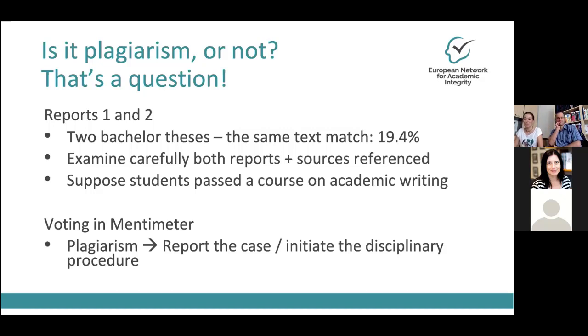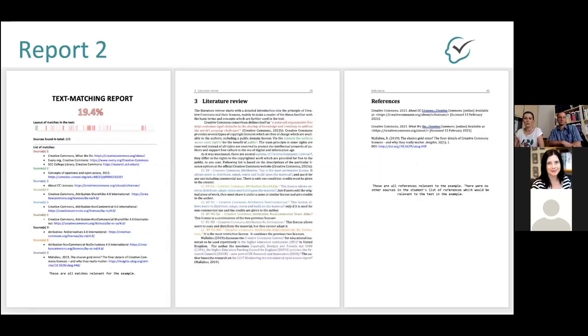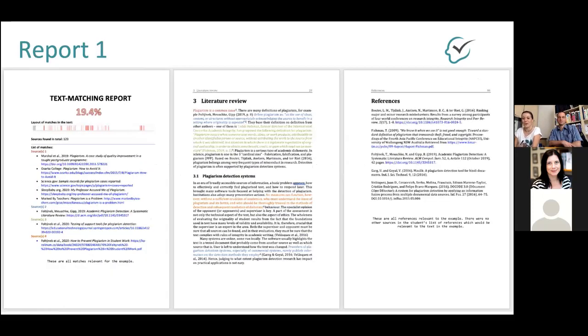And we can also assume that the students passed some course on academic writing, so they should know how to paraphrase, how to reference the sources and so on. So if you can see their mistakes, it's not just that he was a first year student and didn't know how to do it properly. So this is report 1. And this is report 2. Please open the PDFs because I can't share both of them on the screen, and I will open the voting again in Mentimeter, so then you can make your decision there.